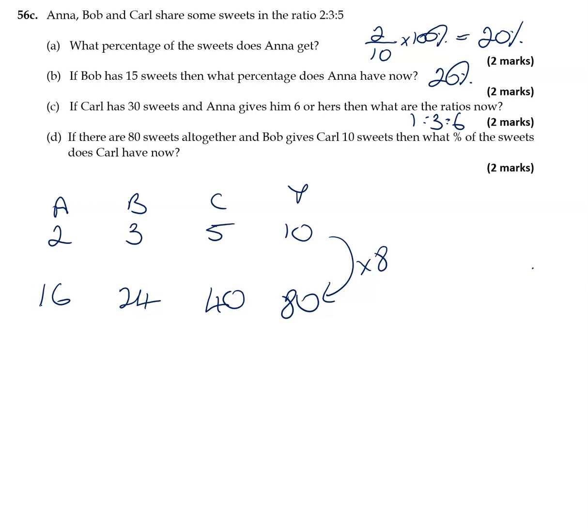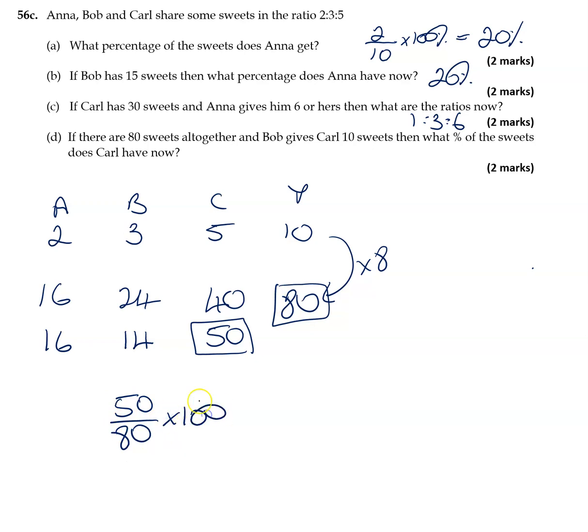And Bob gives Carl 10 sweets, so Bob gives away 10 sweets to Carl, and Anna's doesn't change. Then what percentage of sweets does Carl have now? Well, Carl has 50 out of 80. And if we want it as a percentage, remember we times by 100. So 50 over 80 times 100, and that comes to be 62.5%.